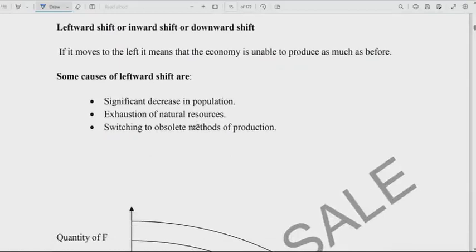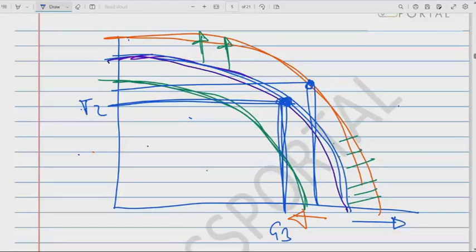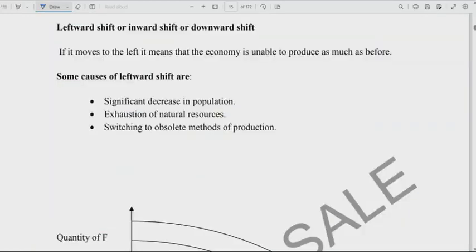Now, the opposite is the leftward shift, also called the inwards or the downwards. So it's basically this one in green, right? If it moves to the left, it means that the economy is unable to produce as much as before.